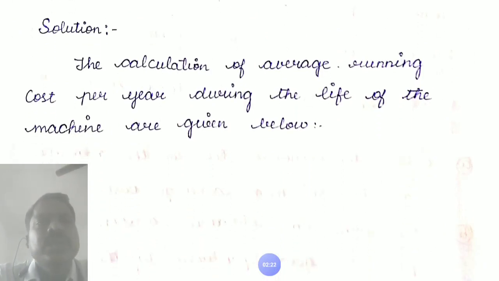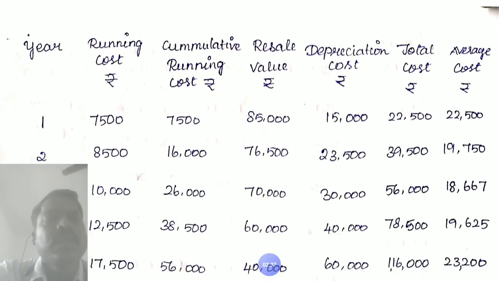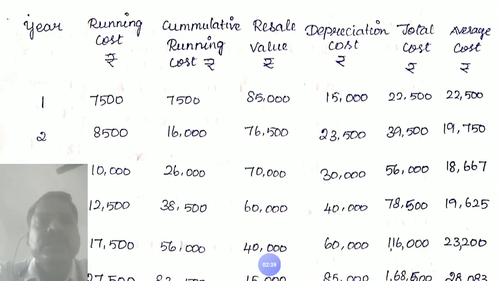Solution. The calculation of average running cost per year during the life of the machine is given below. First year running cost 7,500 and cumulative running cost 7,500. The resale value is 85,000. Running cost and resale value are given.